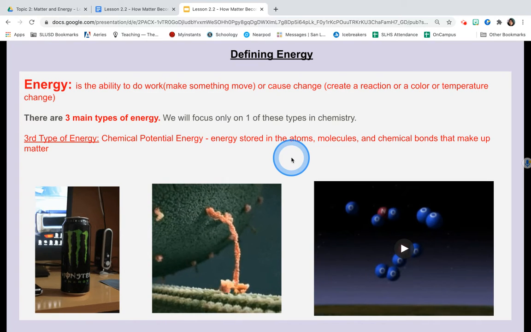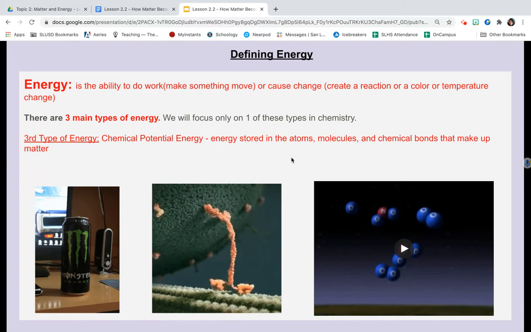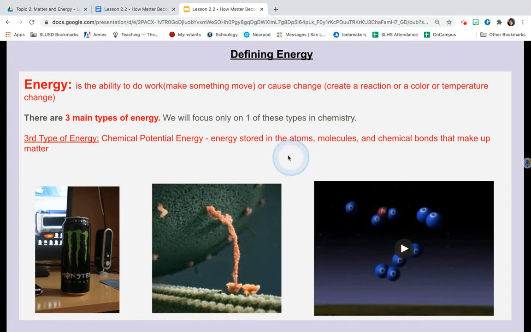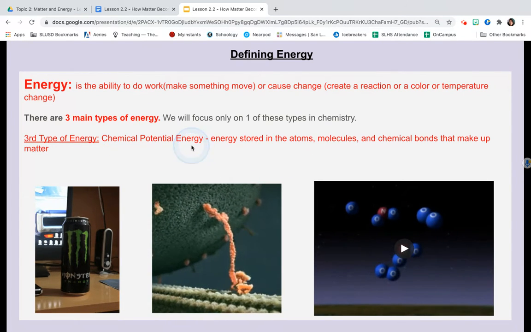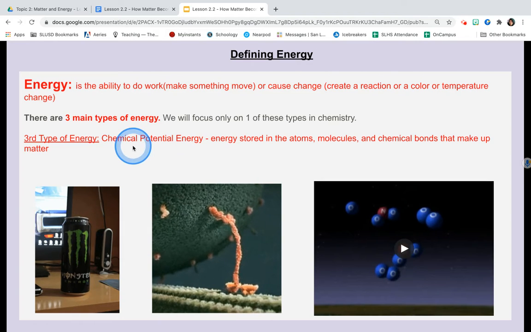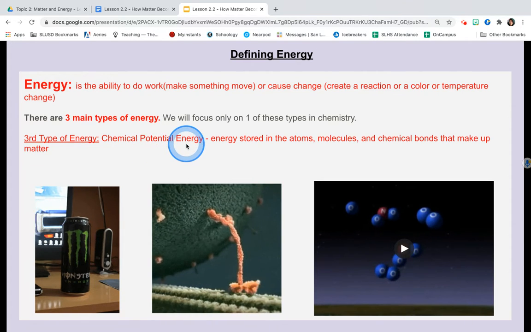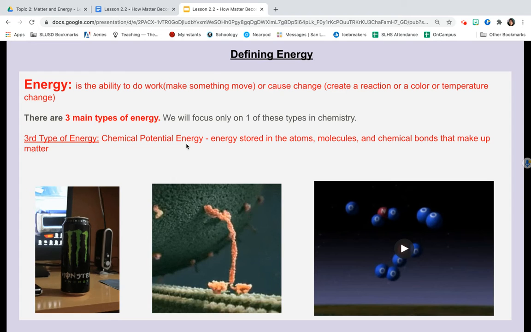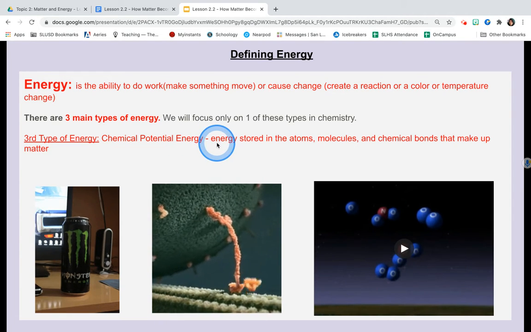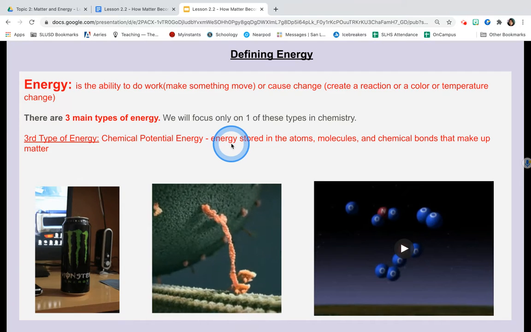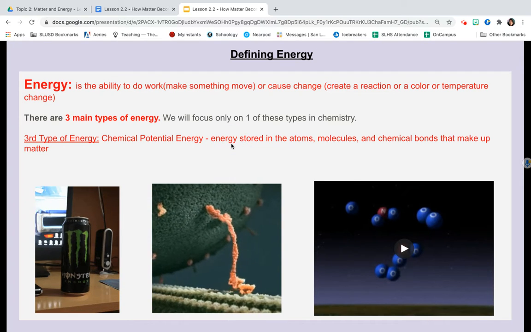So the third type of energy is the one we're going to focus on in chemistry. And this is related to potential energy. It's a type of potential energy called chemical potential energy. So chemical potential energy is energy stored in atoms and molecules and chemical bonds that make up matter.